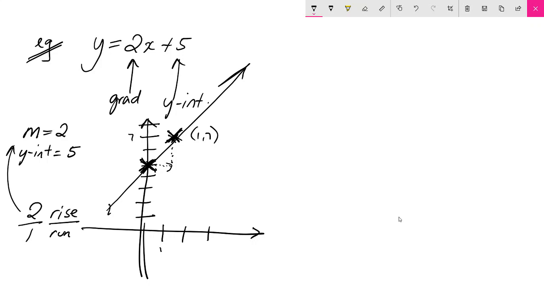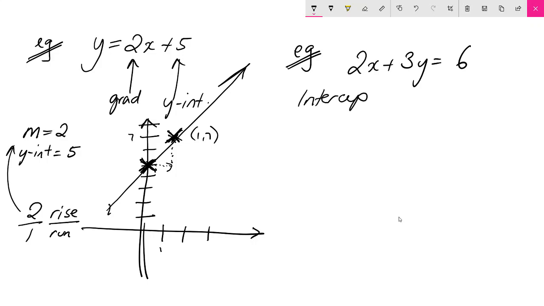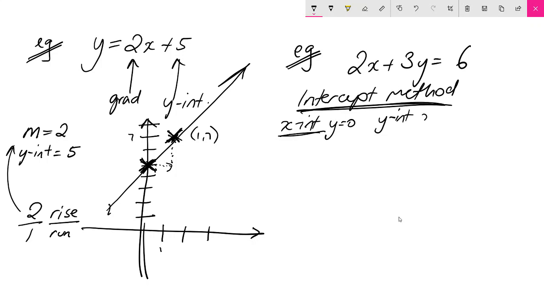Occasionally, we might get given a graph where you can't see the gradient or the y-intercept. So we might get given an equation like this. Okay, so when the linear line is in this form, I can't see the gradient, I can't see the y-intercept. So what I would do is use the intercept method instead. I find the two intercepts. So the x-intercept occurs when y equals 0, and the y-intercept occurs when x equals 0. So to find the x-intercept, we just substitute in y equals 0 into the equation.